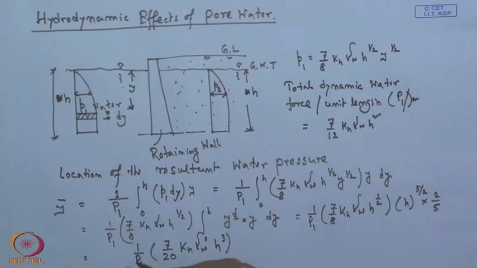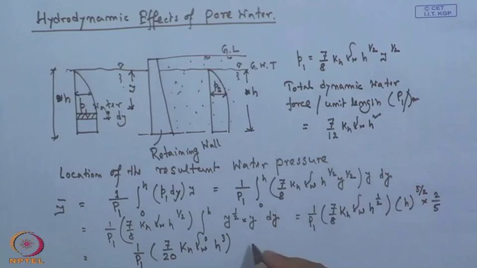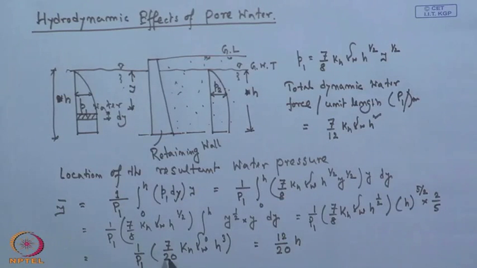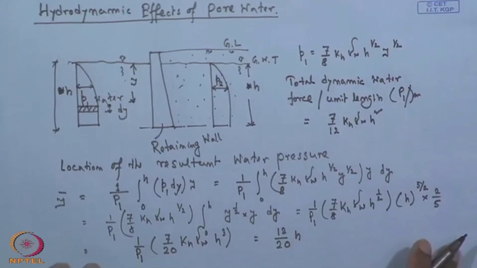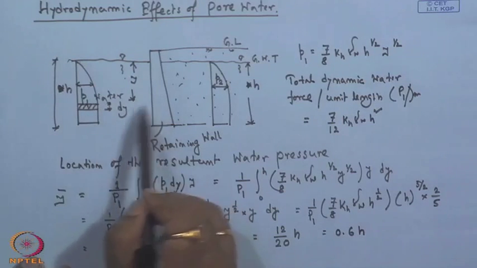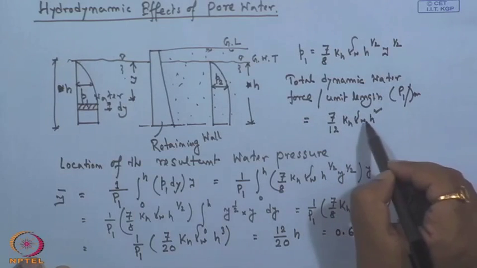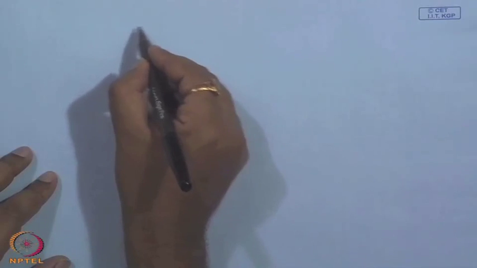Finally, if I put the value of p 1, that is 7 by 12 k h gamma w h square, we will get 12 by 20 times h, and k h gamma w and h square will be cancelled out. So, now we will get the value 0.6 of h. That means the location of the water force is 0.6 of h from the top of the water level, and the total force is 7 by 12 k h gamma w h square. Now, once we get this value, the next thing is that, if I draw the same figure again.